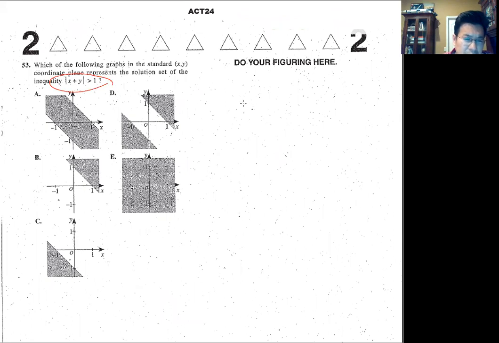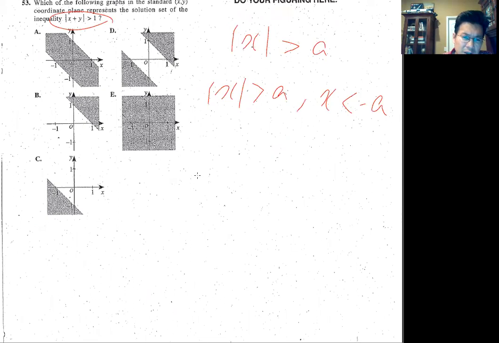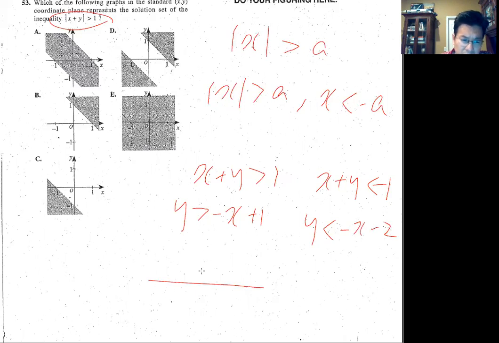If you have this, it comes out as x is greater than a or x is less than negative a. So x plus y is greater than 1 or x plus y is less than negative 1. From here, y is greater than x plus 1, and y is less than negative x minus 1. Negative 1 plus 1 is here, and y is greater on this side. And the second one, minus 1, minus 2 is here, and then less than is this side.